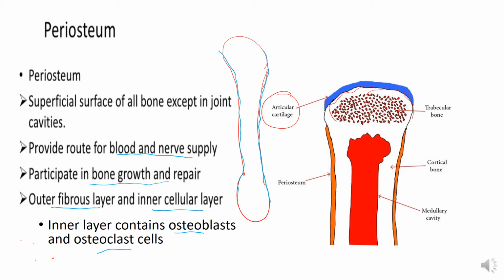Periosteum covers the whole bone, as I have told you, except within the joint cavities where the articular surfaces are present. It allows attachment of the tendons and is continuous with the joint capsule. Hyaline cartilage replaces periosteum on the bone surfaces that form the joint. I have already told you this.